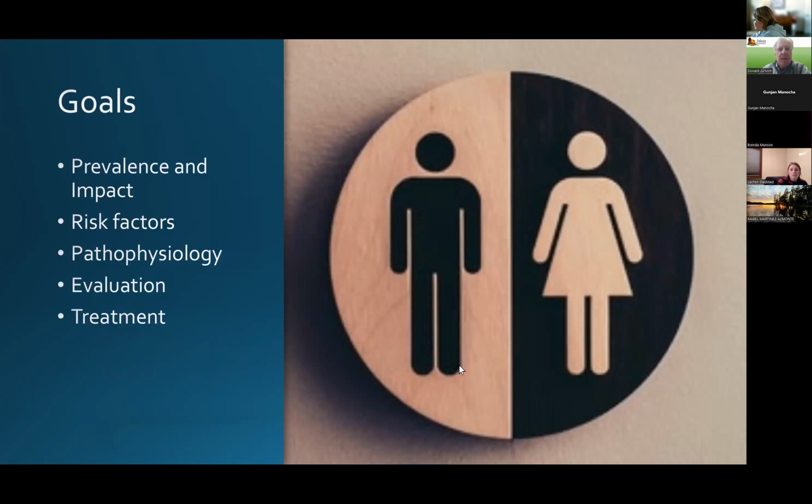Okay, so the goals for today are to look at the prevalence and impact of urinary incontinence in the older adult population. I'd like to talk about what the risk factors are, do a little exploration of the pathophysiology of the different types of urinary incontinence, and then get into the meat and potatoes of how we evaluate and how we treat.